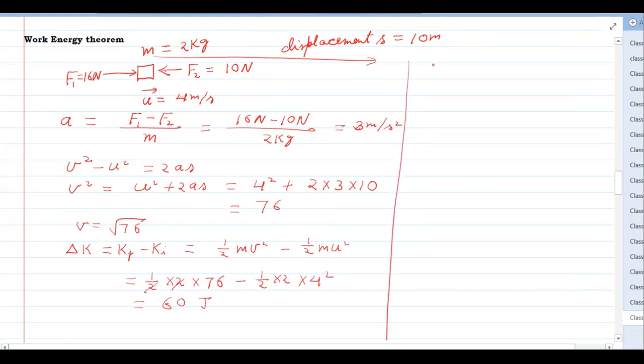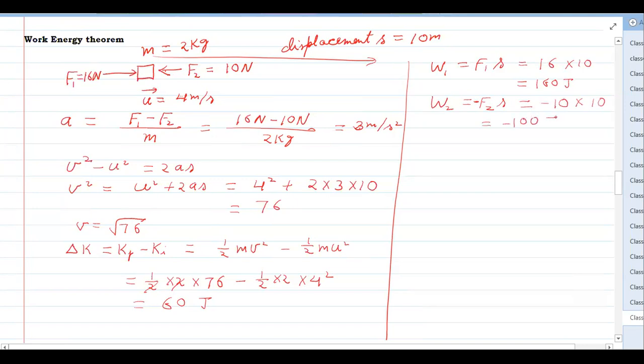Now we'll see work done by force 1. F1 into S, F1 is 16 into S is 10, so that is 160 joule. Work done by second force F2: you can see that F2 is in the opposite direction of displacement, acting in the backward direction. So we have to write minus F2 S. Why minus? Because F2 is acting opposite to displacement. So F2 is 10 into 10, minus 100.